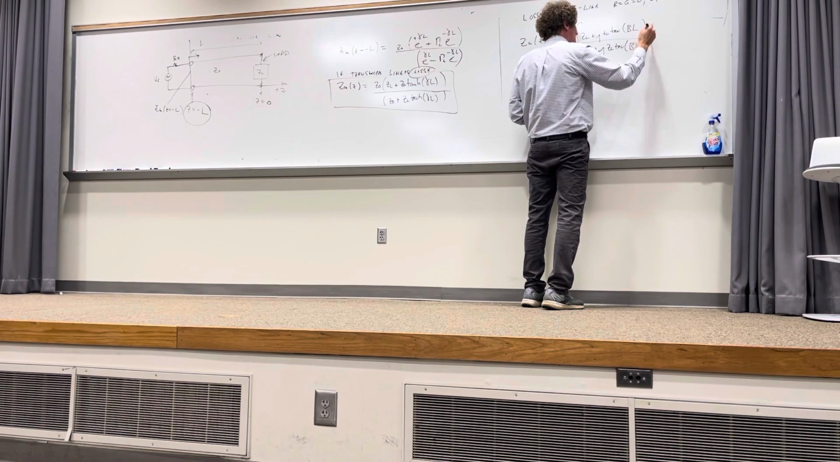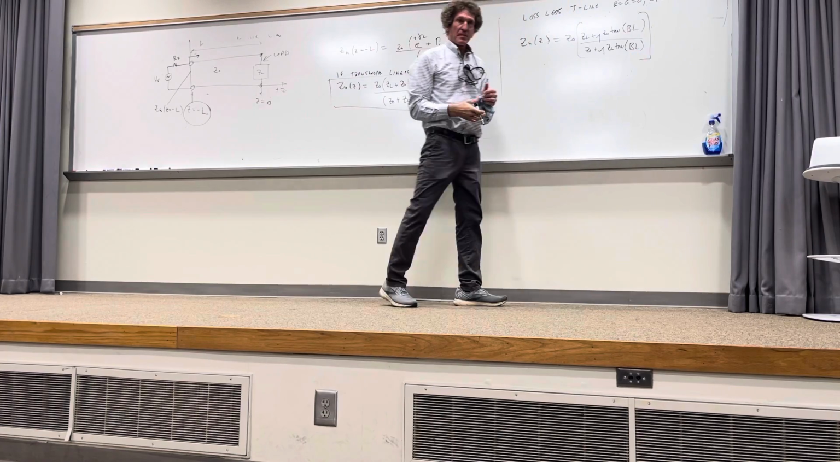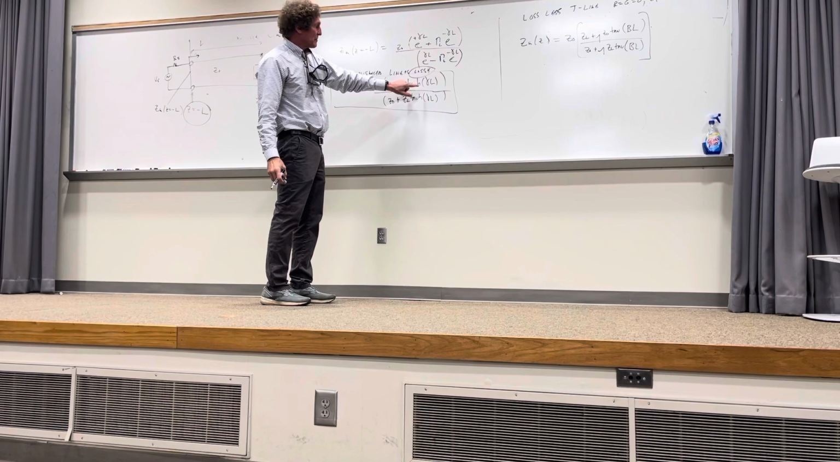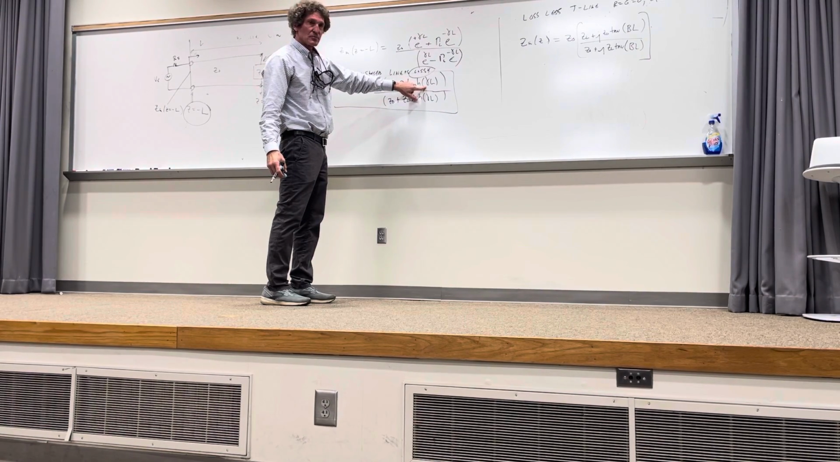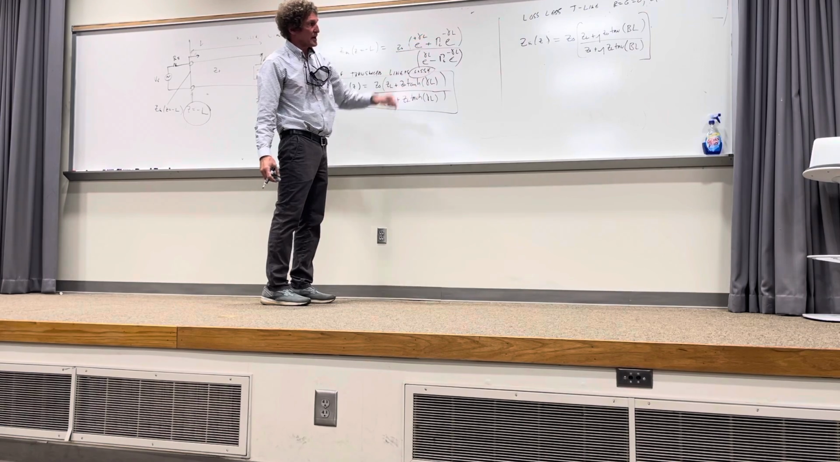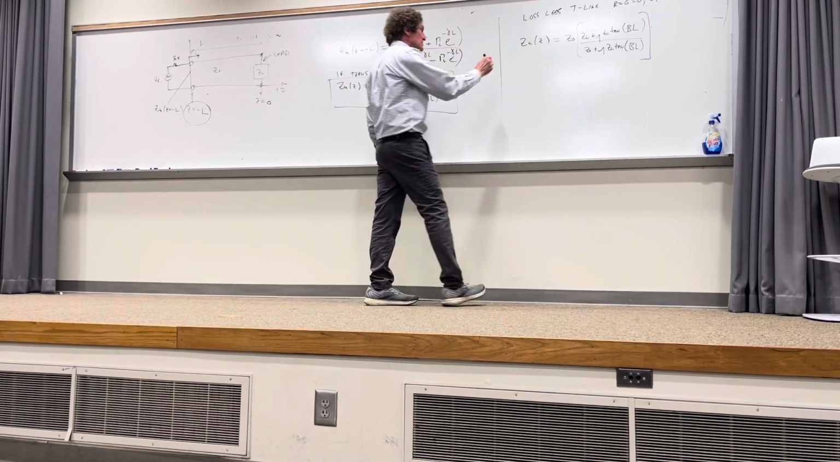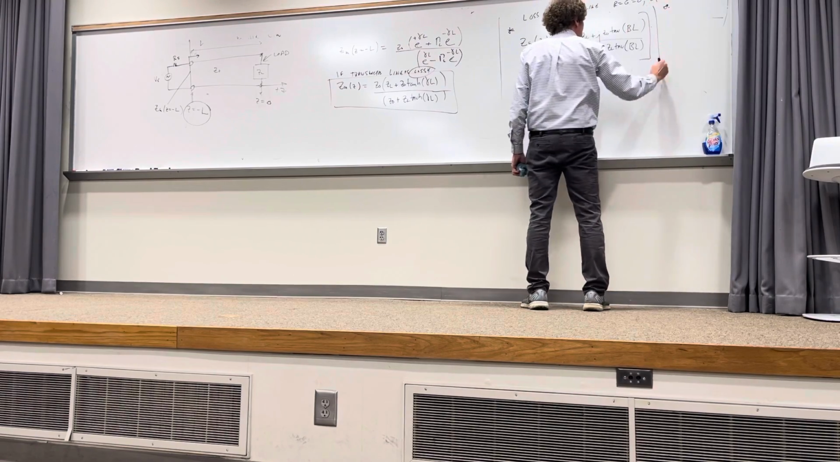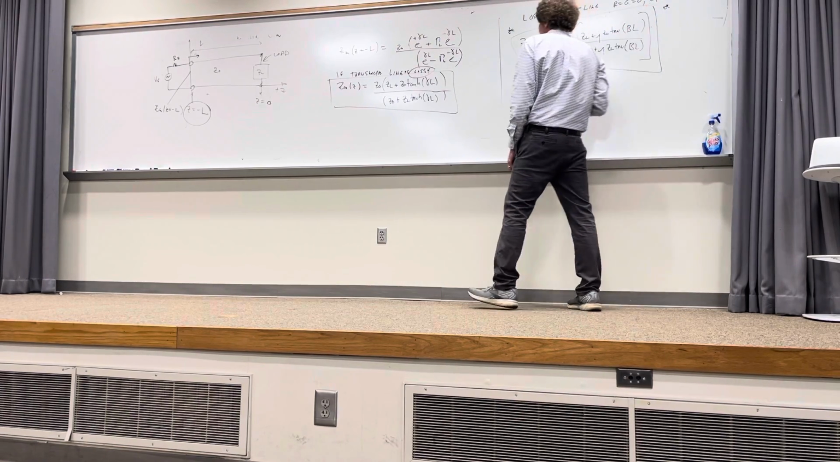Over Z naught plus J times ZL times tangent of beta L. And I've got to tell you one thing about this. If you let gamma here be strictly imaginary, gamma was just J beta, it would turn into that equation. This is the one we use all the time. And it's for a lossless line. It's the input impedance.